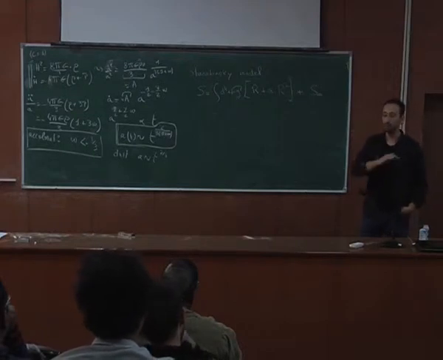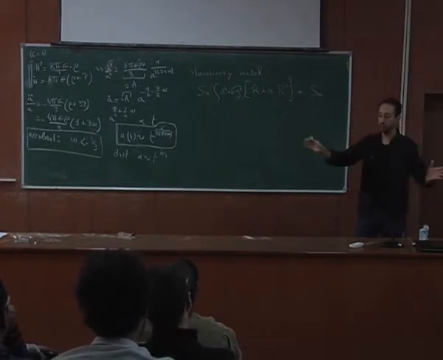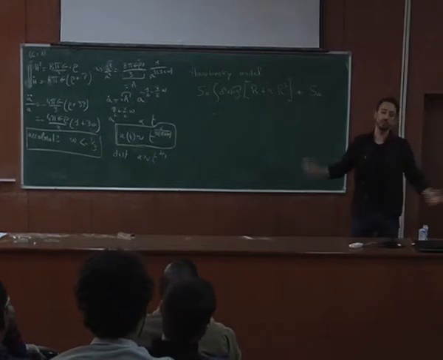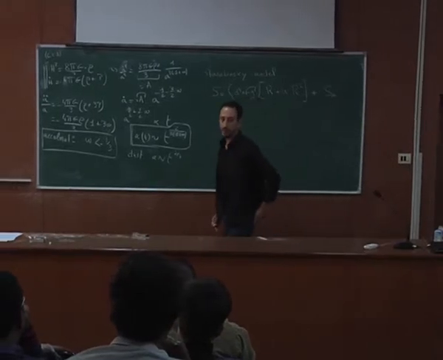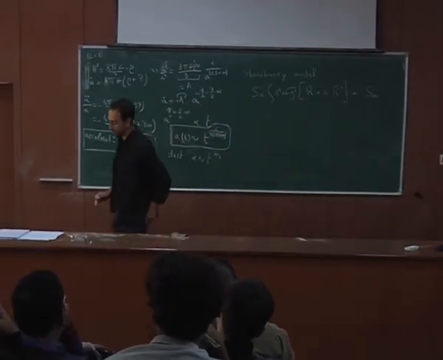Now, if you have a UV complete theory, a full theory which works for all types of energy, that we don't have. But in some regime, you can say that it is an effective field theory, and this is a good approach to it, okay?